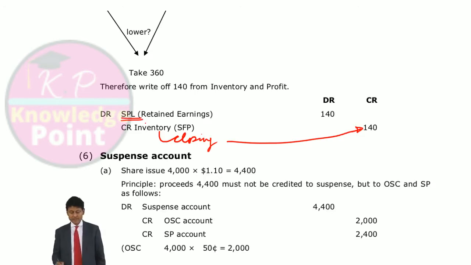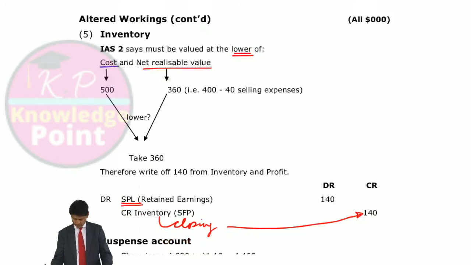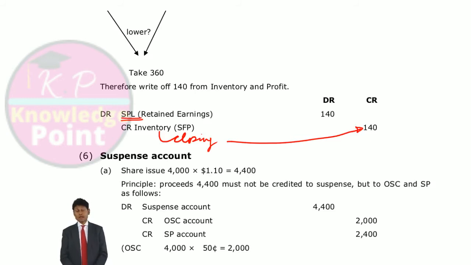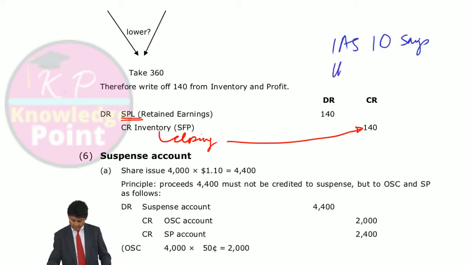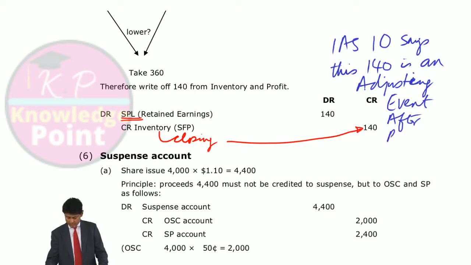So let's go back. Here we are. The inventory written off or written down, 140. Even though that happens after the year end, you have to reflect it. It's known as an adjusting post-balance sheet event. So can you just add something here? IAS 10 says this 140 is an adjusting event after the reporting period.